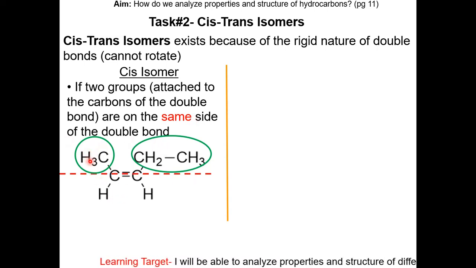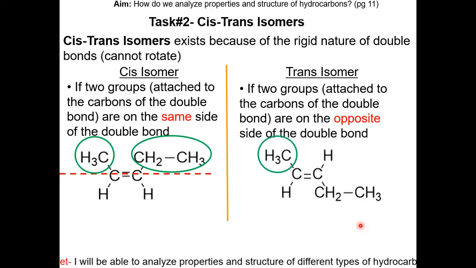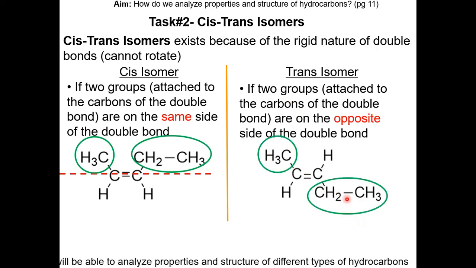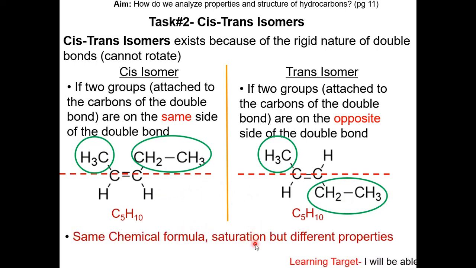As you can see, the 2 groups are on the same side of the double bond. For a trans isomer, the 2 groups are on opposite sides of the double bond. As you can see, the 2 groups are on opposite sides of the double bond. Both isomers have the same chemical formula, the same saturation, but have different properties.